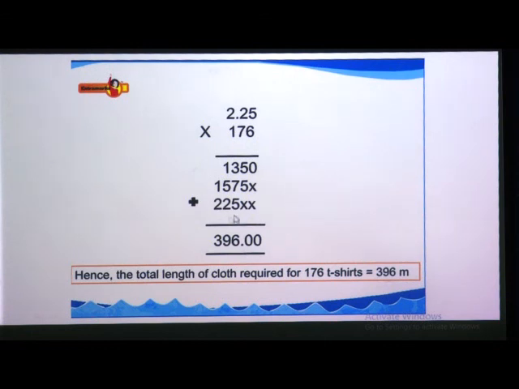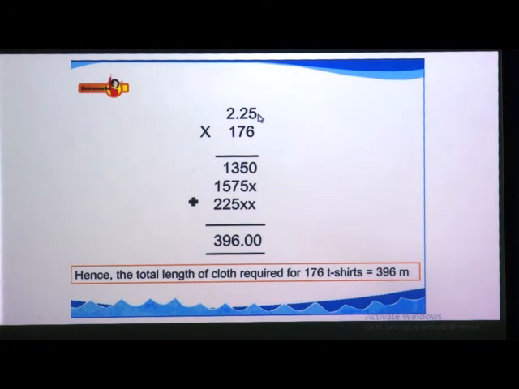Now, the unit we got is in meter. So the total length of cloth required for 176 t-shirts is equal to 396 meter. When we have 396 meter of cloth, only then can we stitch 176 t-shirts, where each t-shirt requires a length of 2 meter 25 centimeter.